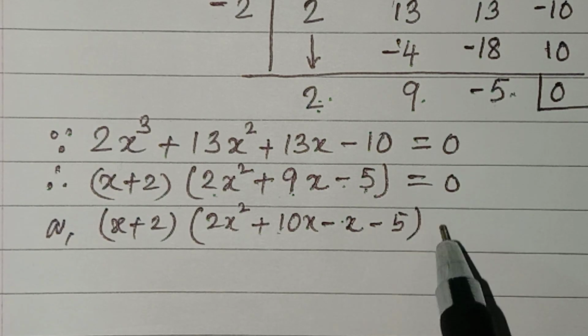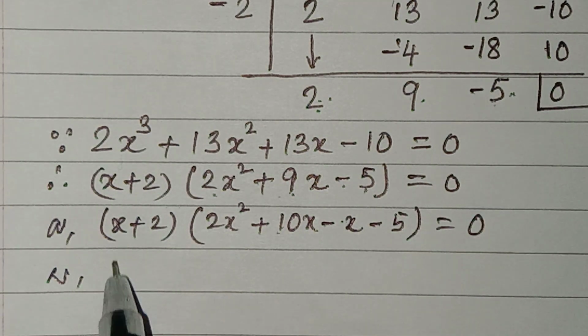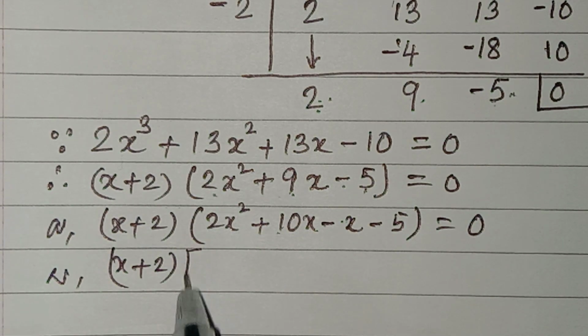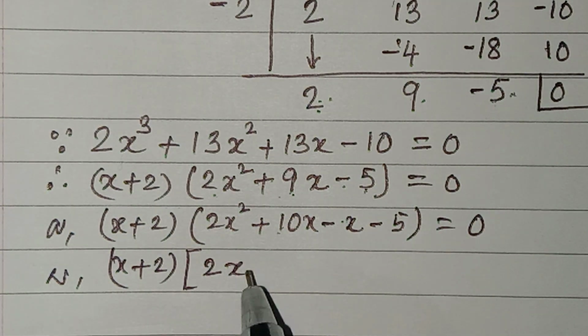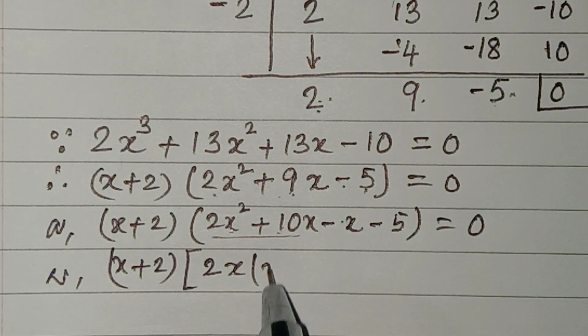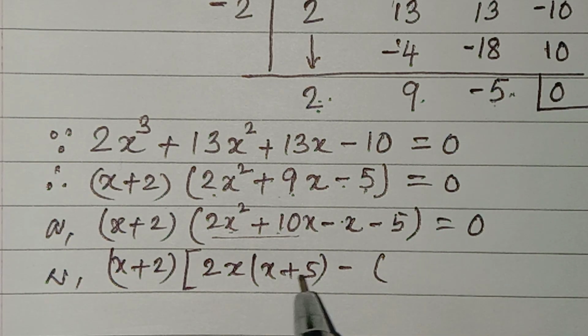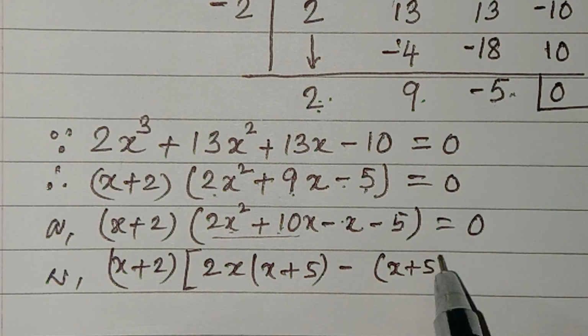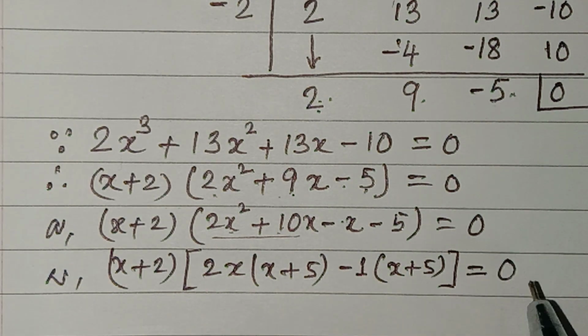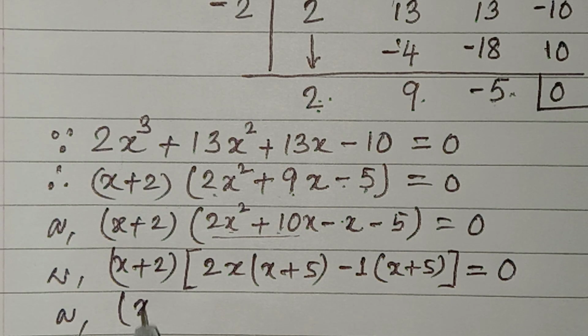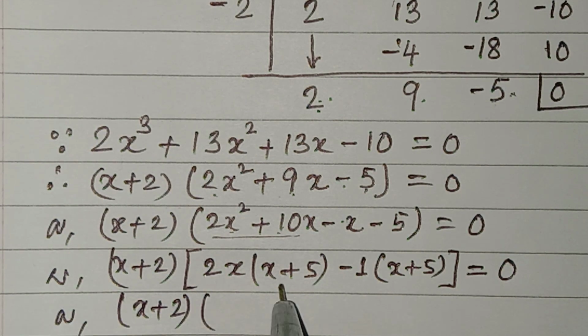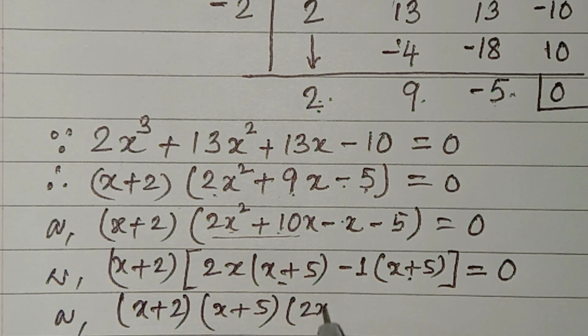So we write it as x plus 2 times, 2x square plus 10x minus x minus 5, equal to 0. Or x plus 2, and taking 2x common from the first two terms, I get 2x times x plus 5 minus 1 times x plus 5, equal to 0. So x plus 2, with common factor x plus 5 and remaining factor 2x minus 1, equal to 0.